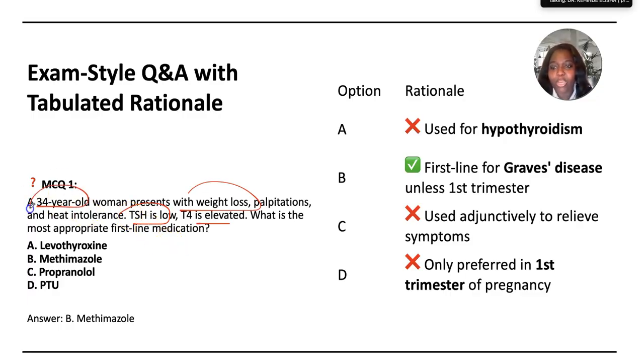A 34-year-old is a keyword. Woman is a keyword. Weight loss is a major keyword because it's also going to direct us on where to go. Palpitations, heat intolerance, automatically, you have to come up with a diagnosis here. What is your diagnosis? Automatically, okay? It's going to help you out. What is your diagnosis here? Forget about the answer.